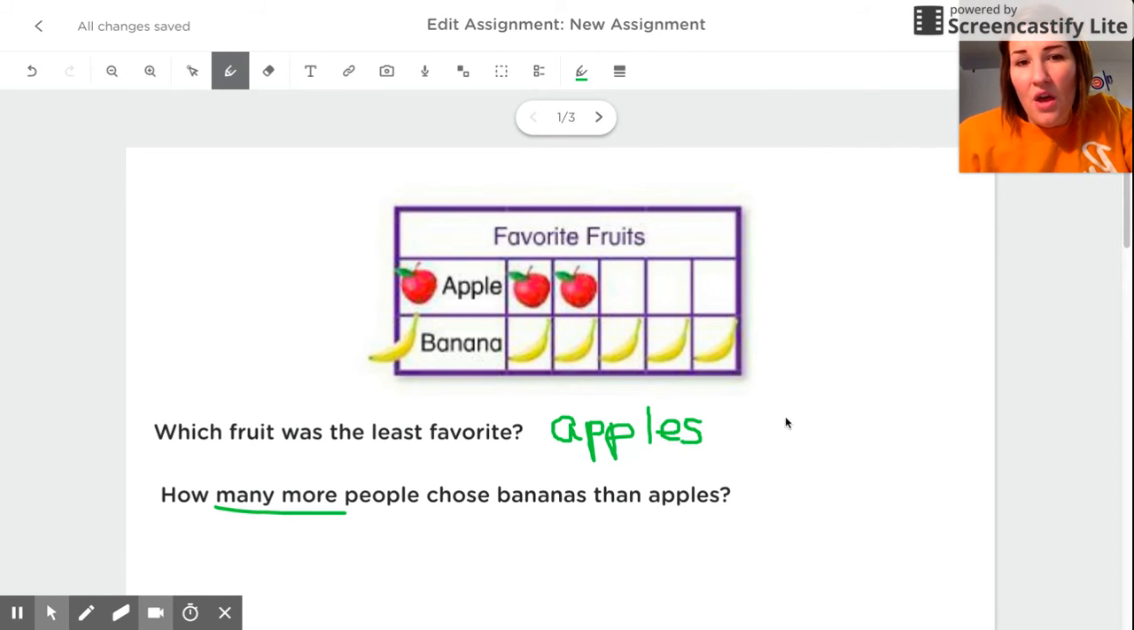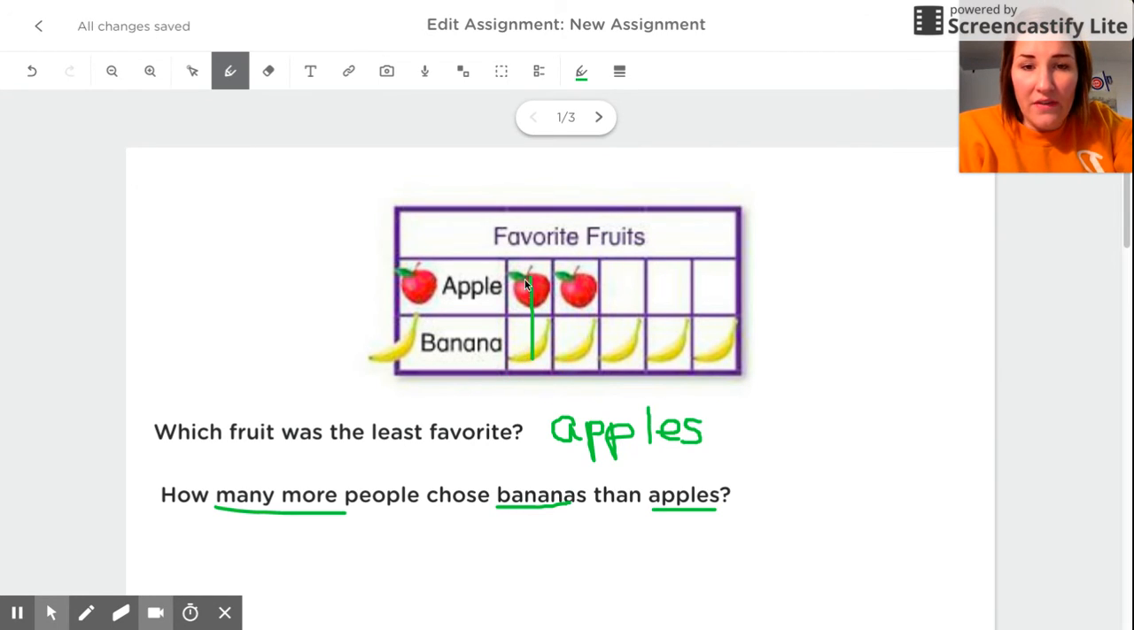So if I'm looking at this graph here, I want to know how many more people chose bananas than apples. So we already know that there's more people that chose bananas. But we want to know how many more. So when I'm looking at the graph, I'm looking at which ones have partners.